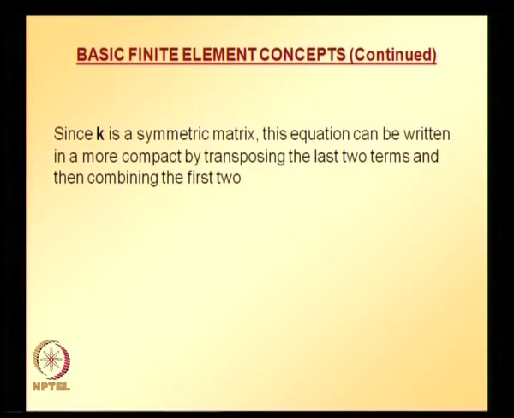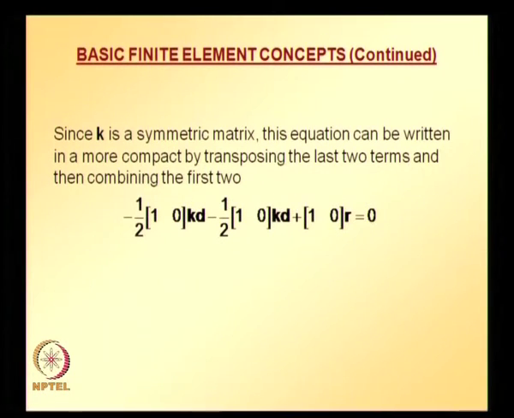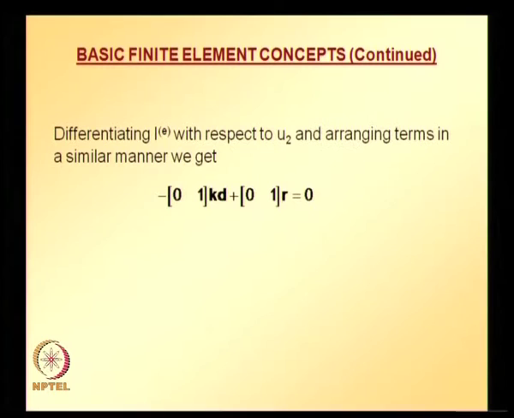Since K is symmetric, this equation can be written in a more compact form by transposing the last two terms, then combining the first two. This is possible only because K is a symmetric matrix. Then I get this equation, which can be simplified further because the first two terms look similar. This is the equation that I got by applying the stationarity condition with respect to u1, that is, the partial derivative of I with respect to u1 is equal to 0.